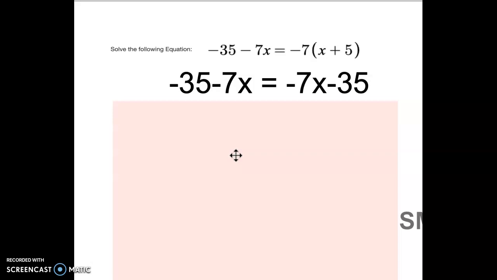And now looking at this, we notice that both sides of the equation are the exact same. The order of these two terms is switched, but it doesn't matter. We have a negative 35 on both sides. We have a minus 7x on both sides.